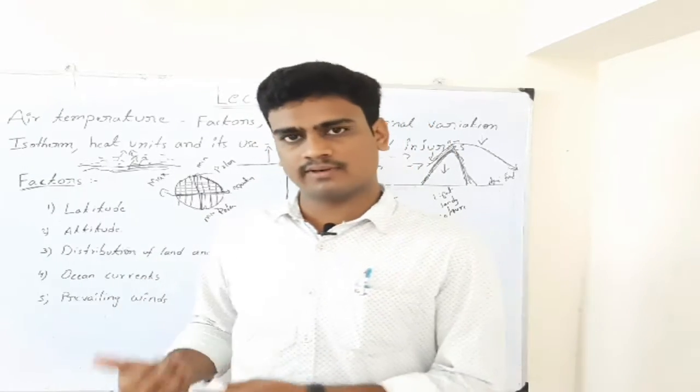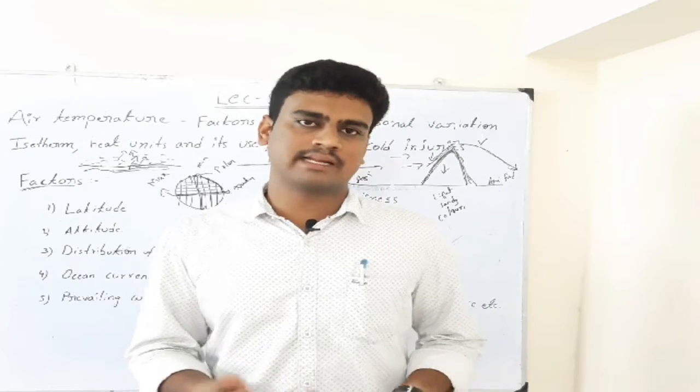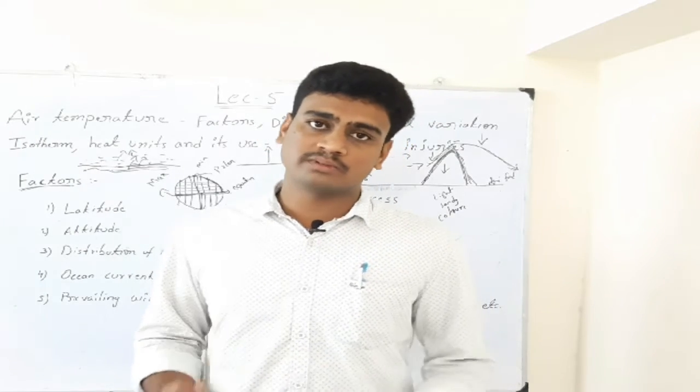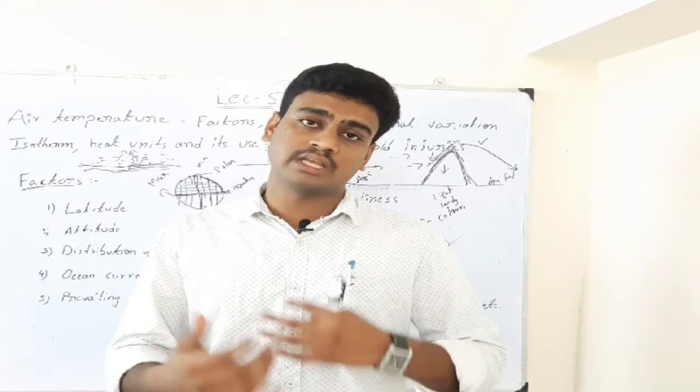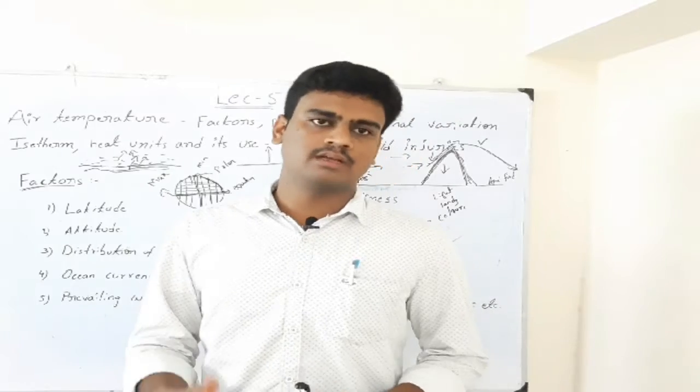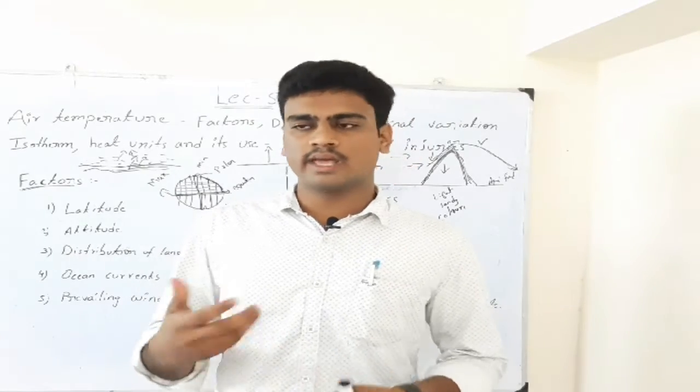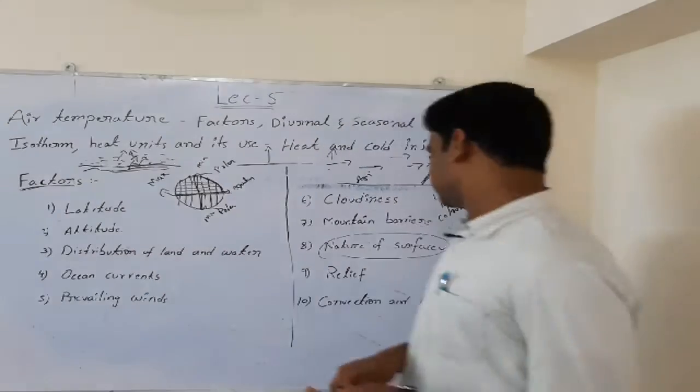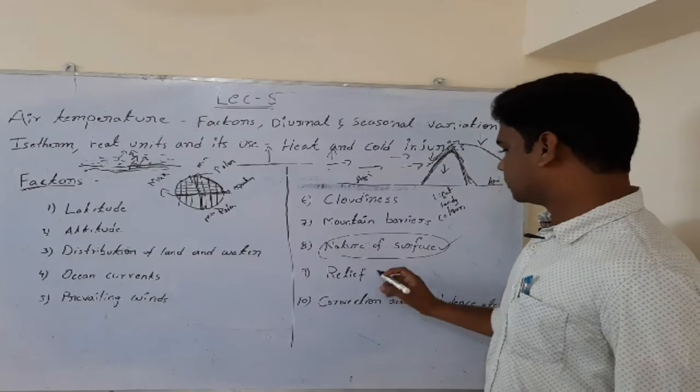be varied. In case of light texture, that means some light colored soils, they don't absorb much heat, but instead of absorbing they will reflect back into the air. So because of the reflection, again air temperature will increase. So this is all about the nature of surface.